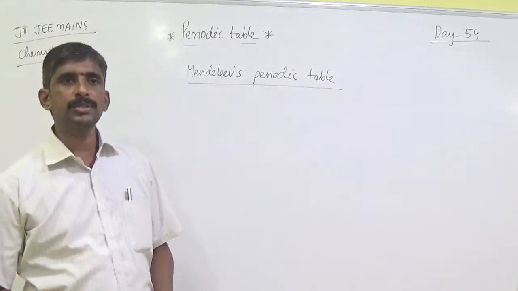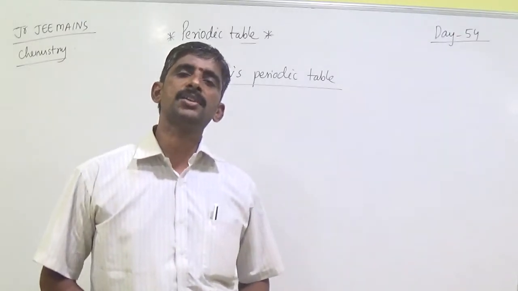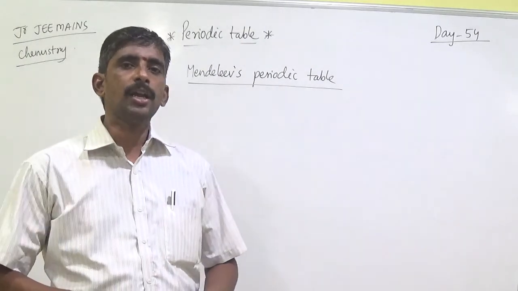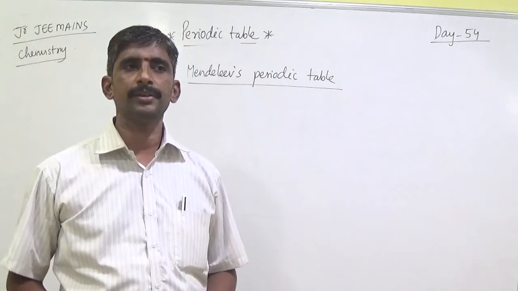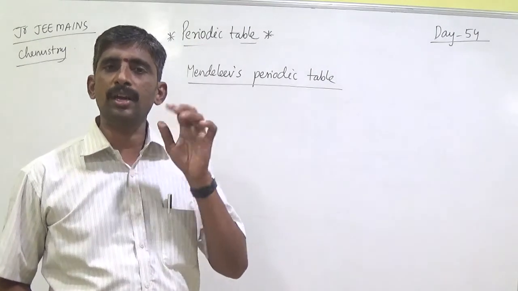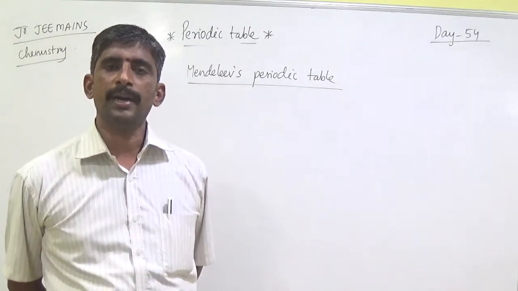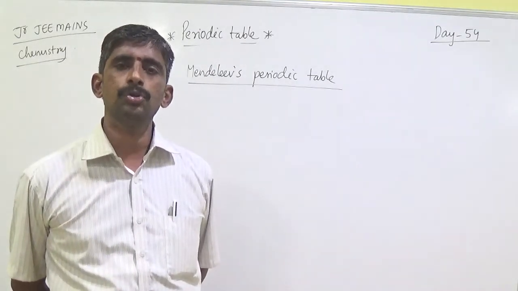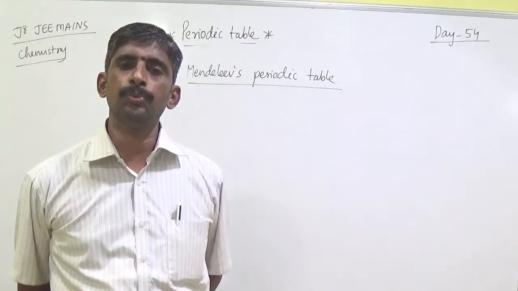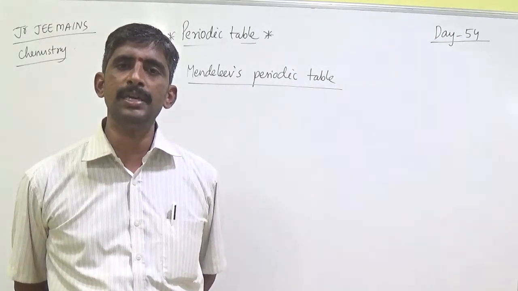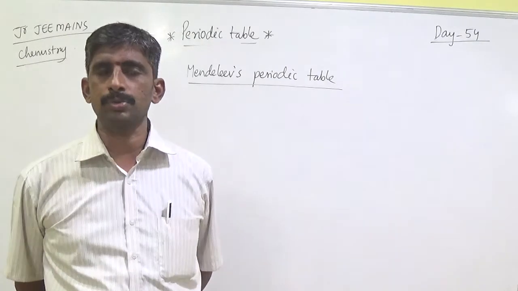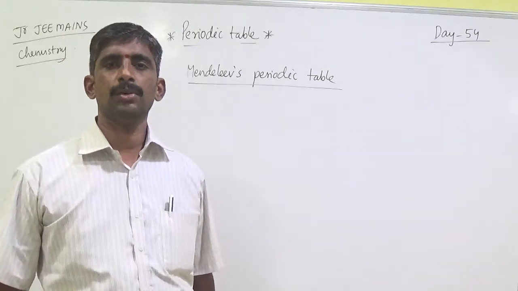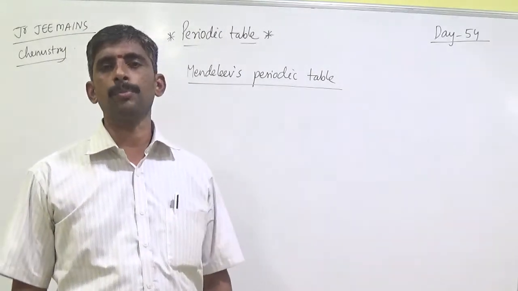Mendeleev periodic law statement: the physical and chemical properties of the elements are a periodic function of their atomic weights. Simply, it depends on the atomic weight. Horizontal rows are called periods, vertical columns are called groups. The table contains 7 periods and 9 groups. Except groups 0 and 8, the remaining groups contain A and B subgroups. The first 3 periods are short periods, the remaining are long periods.